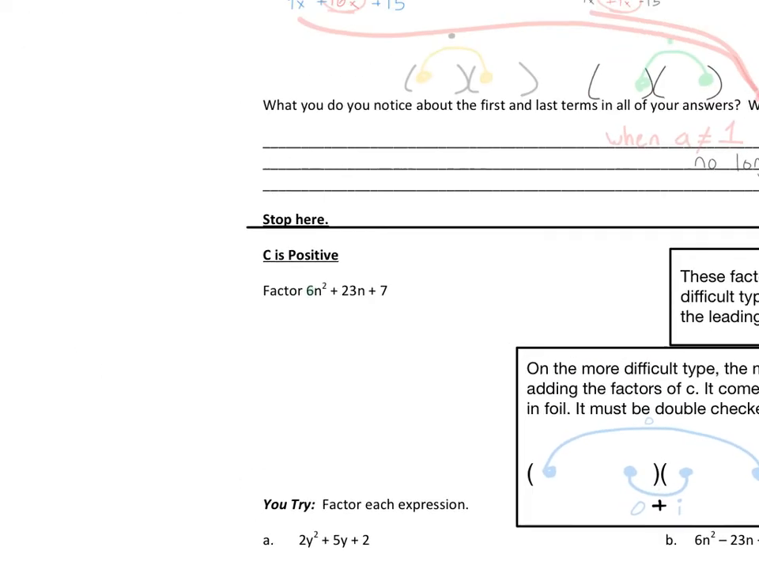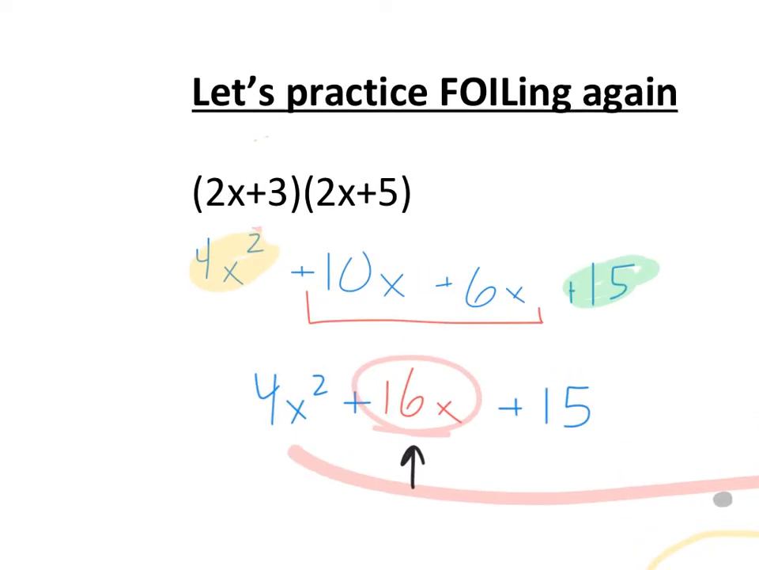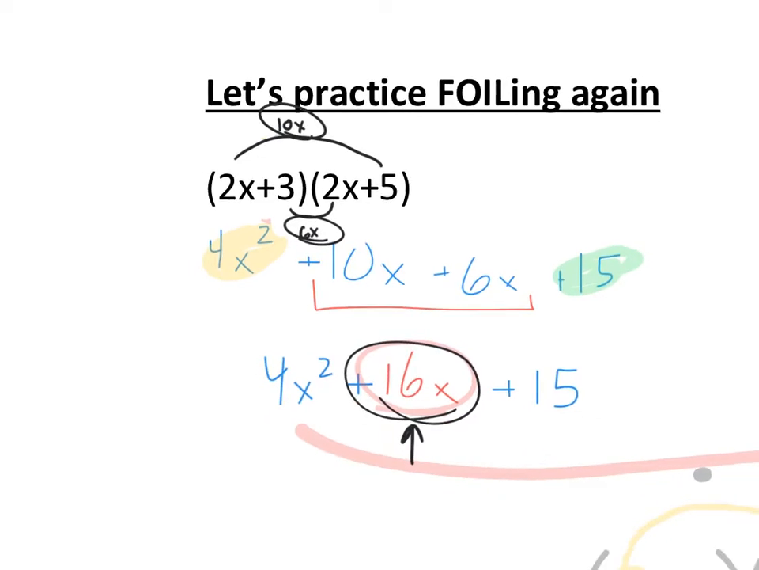And if we check that back up top, you'll see that that's what was happening. And I'm going to erase some of these highlighters now so that we can go back and see it. Our middle term, which was the 16, did not come from 3 plus 5. It instead came from doing what we just talked about, the O plus the I. So 2 times 5 was 10x. 3 times 2 was 6x. It's that 10x and 6x that gave us that 16x.